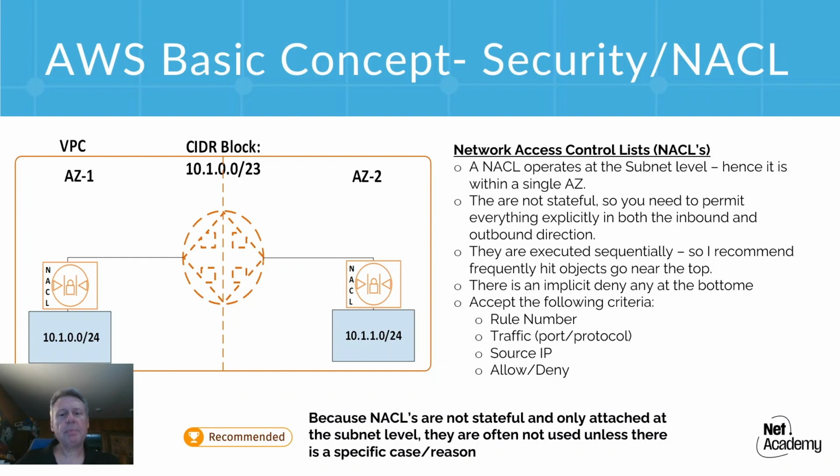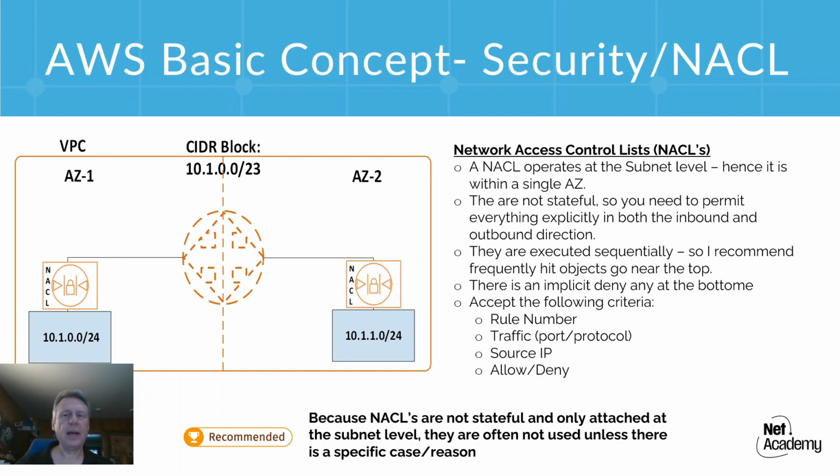They do have a concept of rule numbers and they are executed sequentially. So I'd recommend putting frequently hit objects near the top. Likewise, when you're numbering your NACLs, I would not make them perfectly sequential. I would not go 1, 2, 3, 4, 5, 6. I would go 5, 10, 15, 20, 25, 30, right? Or something along those lines. That allows me to dynamically enter objects as my security requirements change in between two rules, right? I'd also never start at 1 because I can't have a number lower than 1, right?